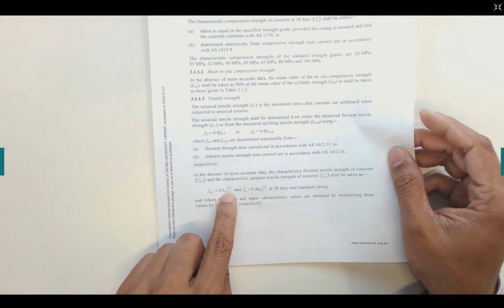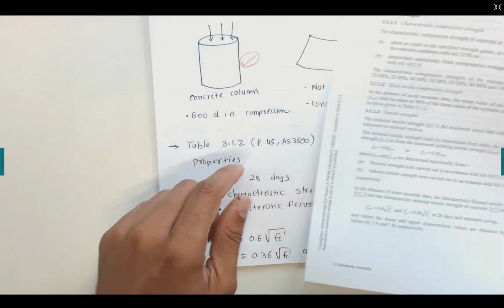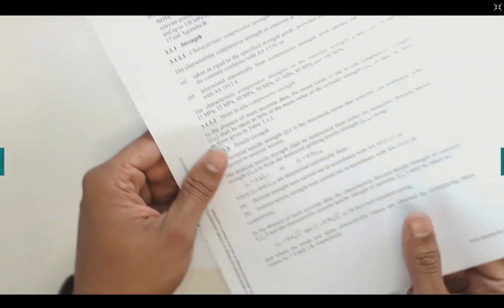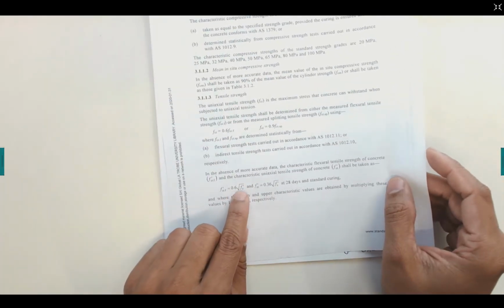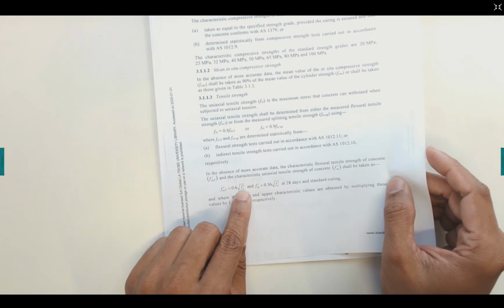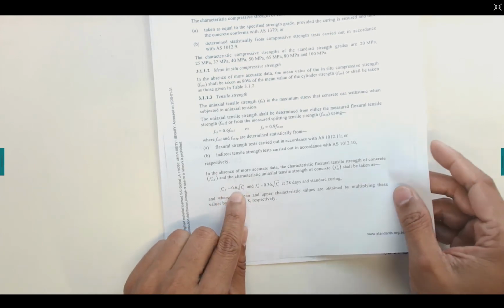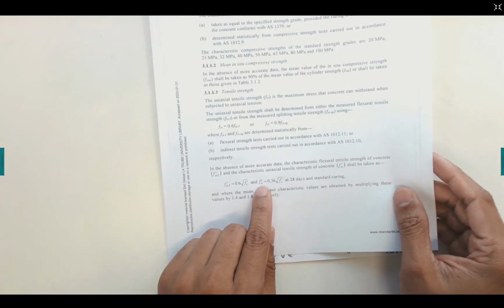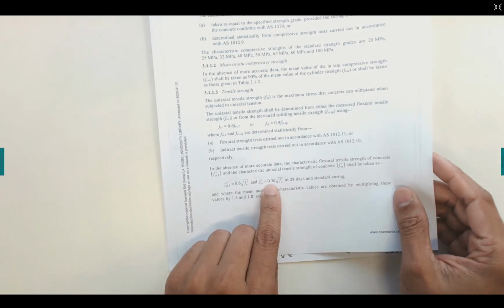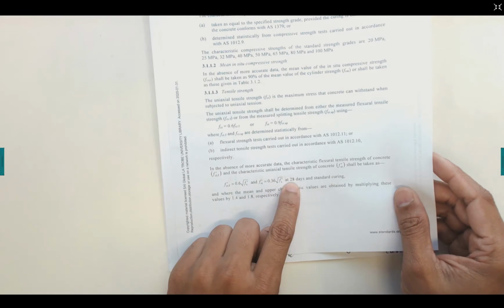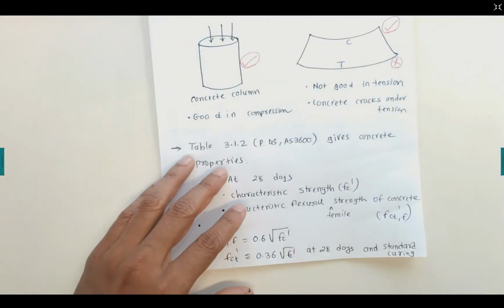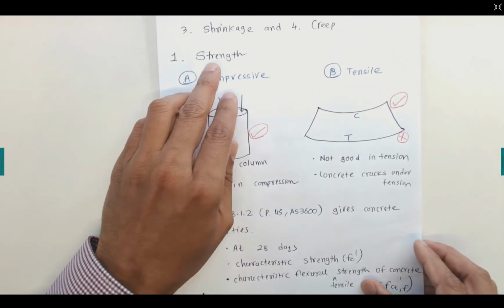So if you substitute this f'c value, let's say it has a 20 megapascals strength, then in that case we have 0.6 times square root 20 megapascal. So it is a very small tensile strength numerically, and this f'ct also can be found as 0.36 square root f'c at 28 days and standard time. Now that's about strength.